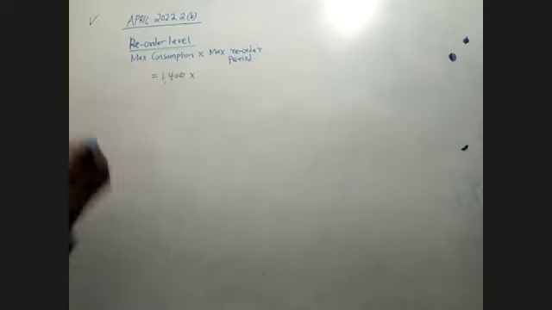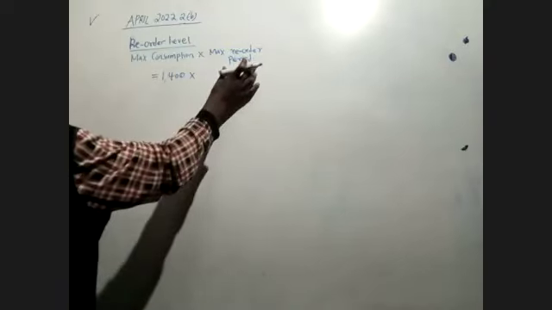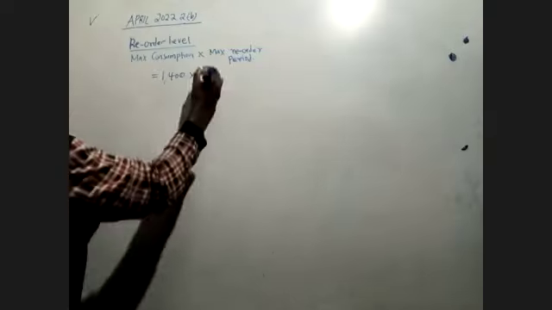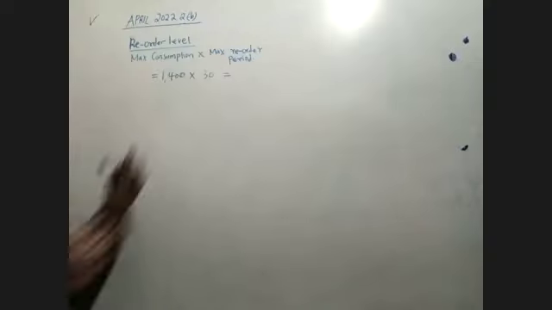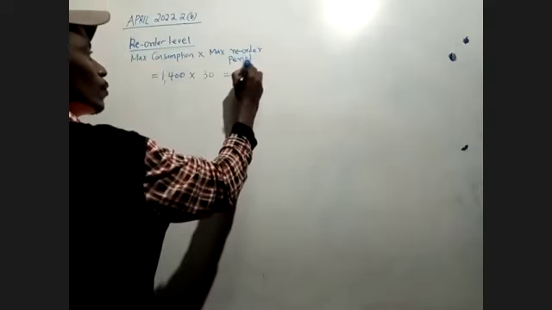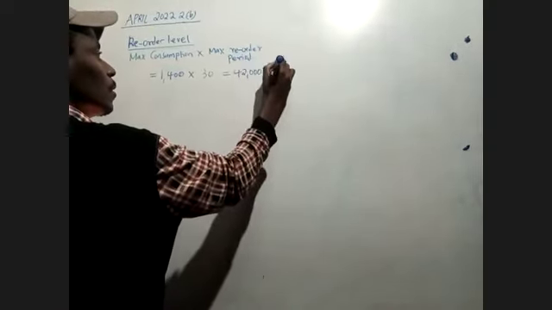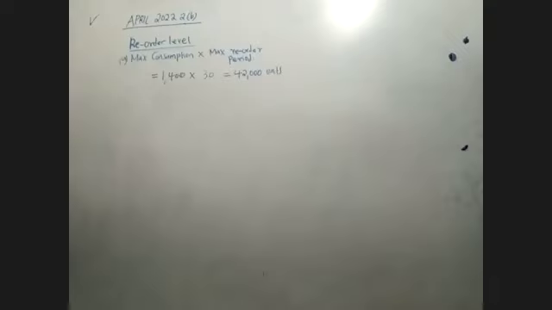We multiply by the maximum reorder period, which is the lead time. So the maximum lead time is 30. We multiply by 30. How much is that? So 1,400 times 30 is 42,000 units. That is part A of that question.